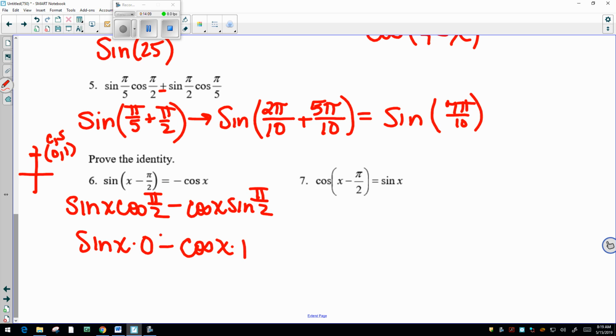Okay, so anything times 0, that drops out. Cosine of x times 1 is cosine of x, and we're subtracting. So we're left with our negative cosine of x, and you've proved your identity.